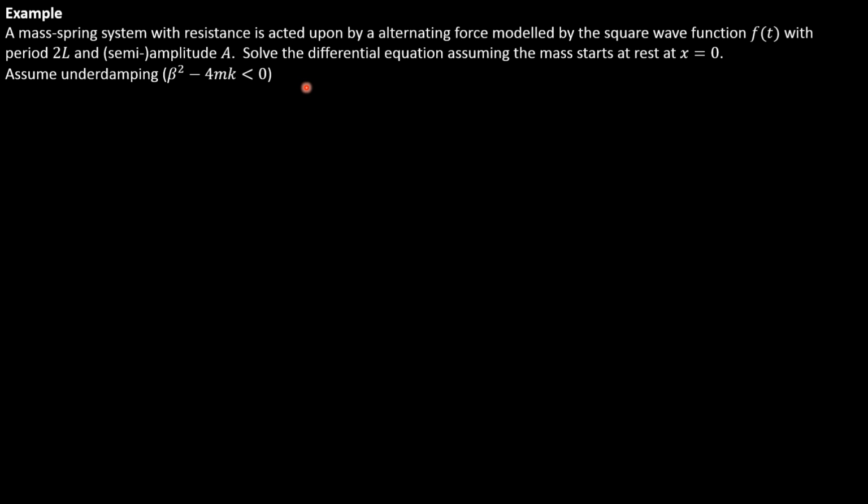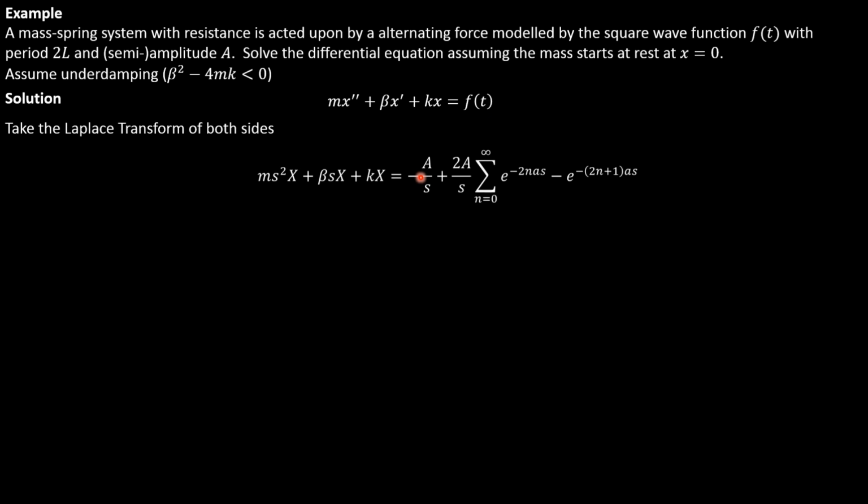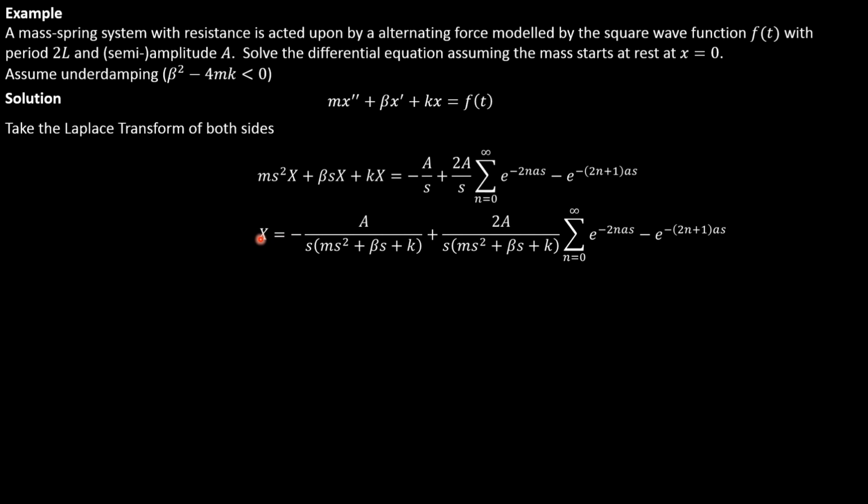And what do we have? Well, this is our differential equation for a mass on a spring. Take the Laplace transform of both sides. And using our Laplace transform formula for the square wave function, this is precisely that formula, written in summation format. Let's solve for capital X, capital X, of course, being the Laplace transform of lowercase x, and we get this.